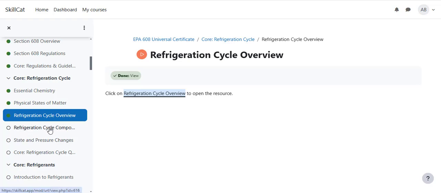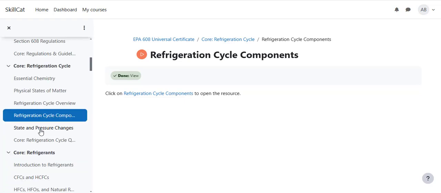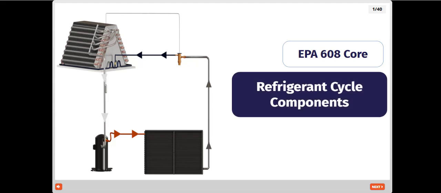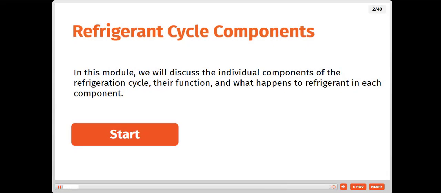So we finish the refrigeration cycle overview. We will go to the next part, the refrigeration cycle components. In this module, we will discuss the individual components of the refrigeration cycle, their function, and what happens to refrigerant in each component.